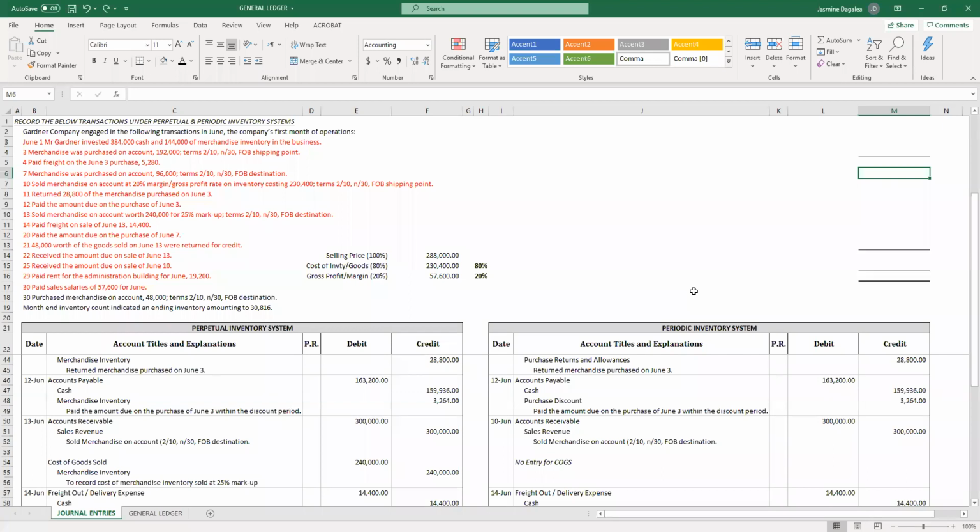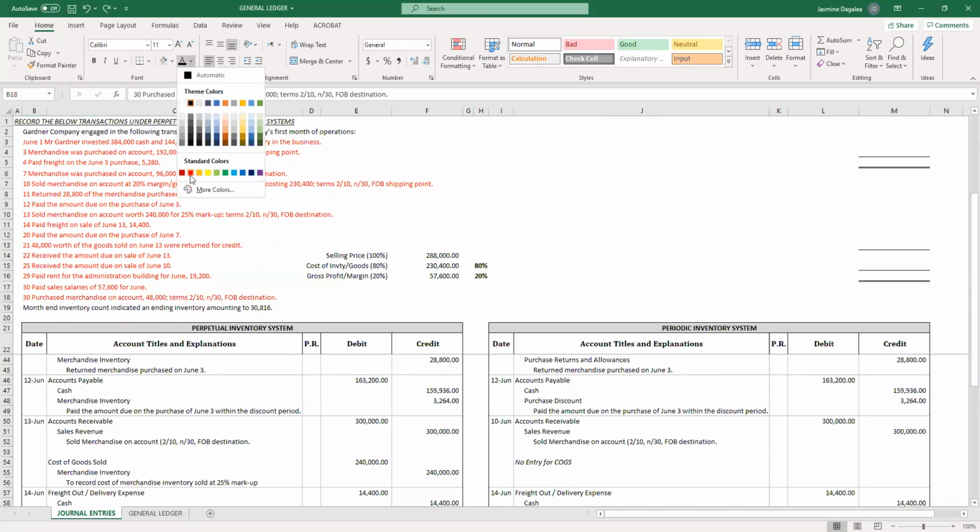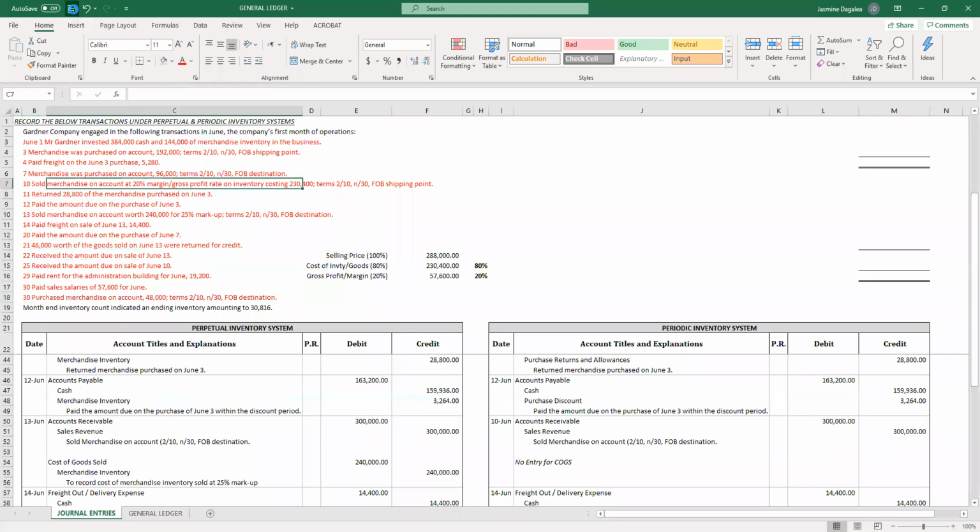So, after 10 minutes, i-recap natin. Tapos, i-compare natin if tama ba yung ending inventories and the computation of cost of goods sold for both methods. Okay?